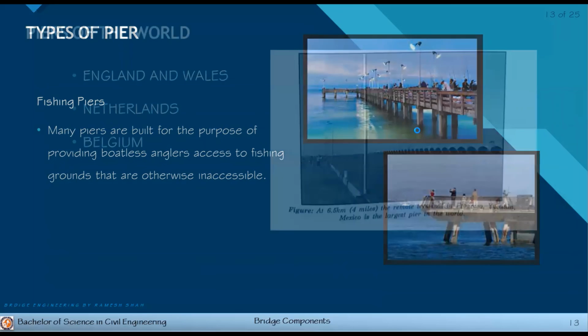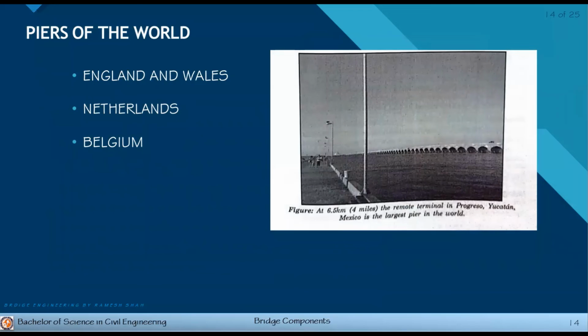So next, we have piers of the world. We have England and Wales, Netherlands and Belgium. So we have trivia here. At 6.5 kilometers or 4 miles, the remote terminal in Progreso, Yucatan, Mexico is the largest pier in the world. So what is the largest pier in the world? Progreso, Yucatan, Mexico.